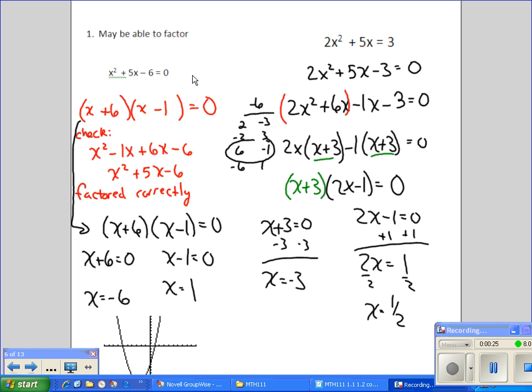So one technique we can use to solve quadratic equations is factoring. This does not work in all situations. Not all quadratics will factor. But when they do factor, it's really the fastest way to solve these.